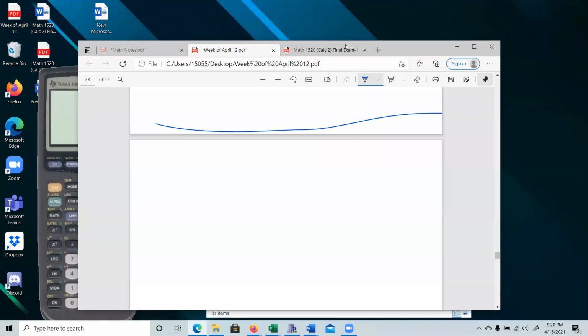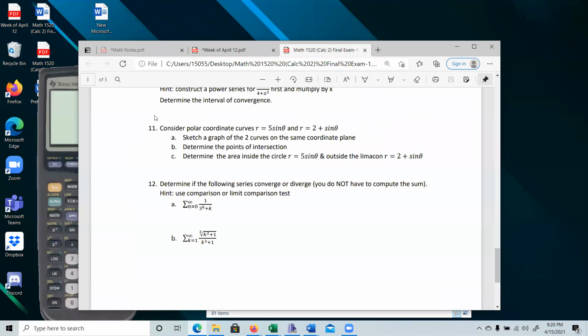All right, welcome back. So we're getting near the end of it. We don't have too much more to go. But this is number 11.